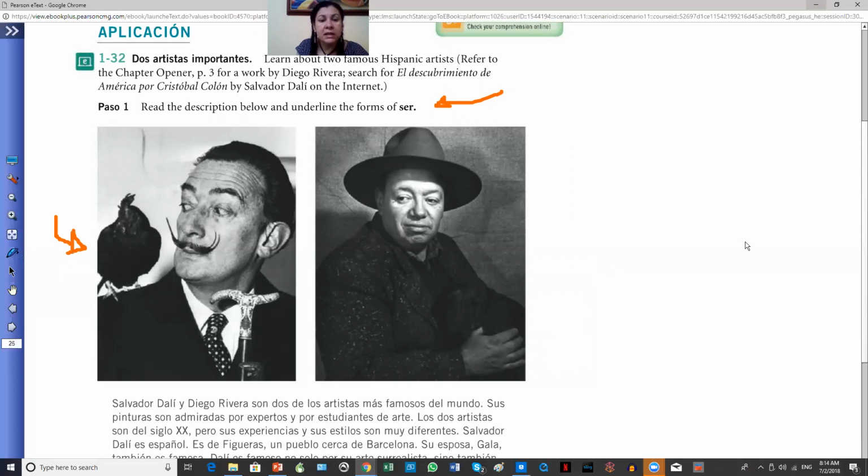¿Sí? Él es de España, es artista, origin, and es extravagante, inherited quality. Vamos con el segundo. Mr. Diego Rivera. Diego Rivera es artista, es mexicano, es de México y es muy grande. ¿Sí? Es muy grande. Inherited quality.